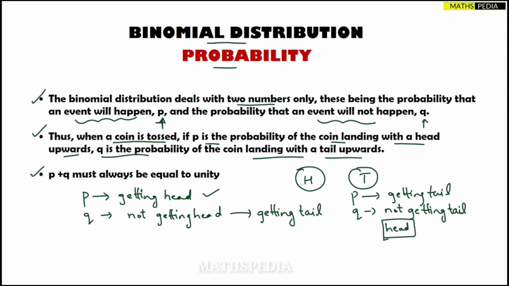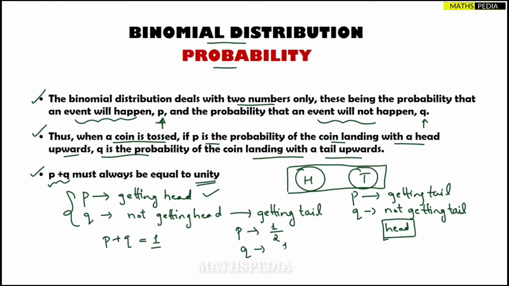Now P and Q are the two numbers, and the probability of those two events should be equal to unity. That means when I add P plus Q, I should get 1. Unity means 1. In the example of tossing a coin, I have two possibilities. Getting head is 1 out of two possibilities, only one head is there out of head and tail. Next, Q, getting tail, only one tail out of two. So when I add these two, half plus half, that is 0.5 plus 0.5, it is equal to 1. The third point is that when I add P plus Q, it should be equal to 1.